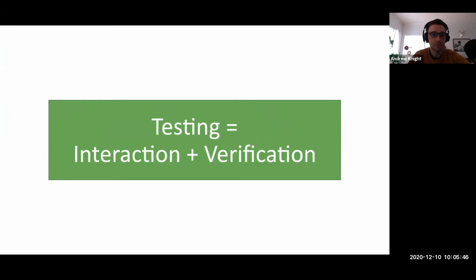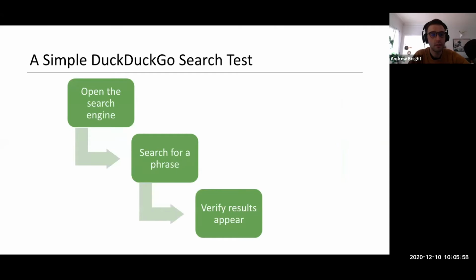Think about any functional test case that you have ever written or executed. The test case was a step-by-step procedure in which each step had interactions and verifications. Here's a simple example of a DuckDuckGo search test. DuckDuckGo is a search engine just like Google or Yahoo. The steps here are fairly straightforward. Opening the search engine requires navigation. Searching for a phrase requires entering keystrokes and clicking the search button. Verifying results requires scraping the page title and result links from the new page. Interactions are everywhere.